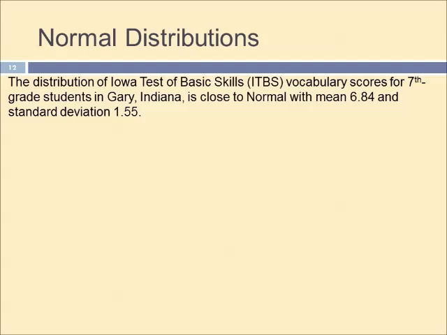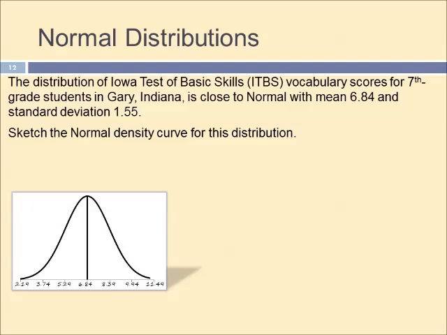An example. The distribution of Iowa Test of Basic Skills vocabulary scores for 7th grade students in Gary, Indiana is close to normal, with mean 6.84 and standard deviation 1.55. First, we'll sketch the normal density curve for this distribution. They all look pretty much alike. What distinguishes one from another is the mean and the standard deviation. So here the mean, 6.84, is right in the middle, and the horizontal axis is ticked off in increments of 1.55, the standard deviation.